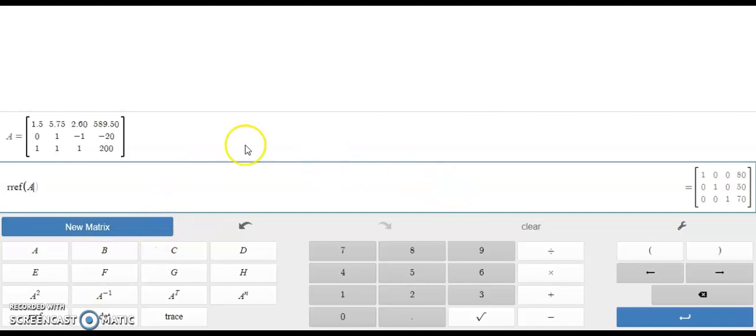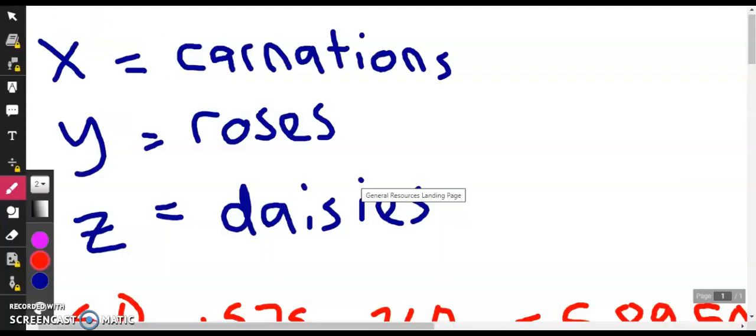So we'll go ahead and get Desmos to simplify for us, and we notice that 1x equals 80, 1y equals 50, and 1z equals 70. We can go ahead and go back to where we had our variables written down and just fill in the numbers that we now know. So we said we have 80 for x, 50 for y, and 70 for z. So we have 80 carnations, 50 roses, and 70 daisies.